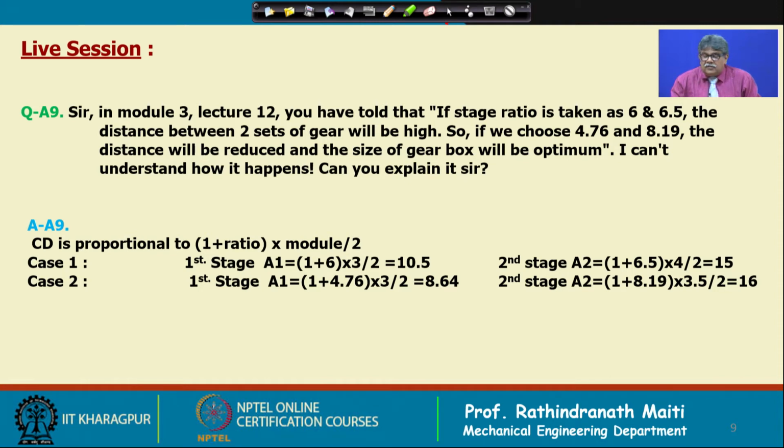and if you compare 15 into 10.5, in the second case it is less. So, center distance will be less, maybe overall gear size, gearbox size may be same, because the second stage gear is big. Okay. So, this is just a thumb rule I talked about.